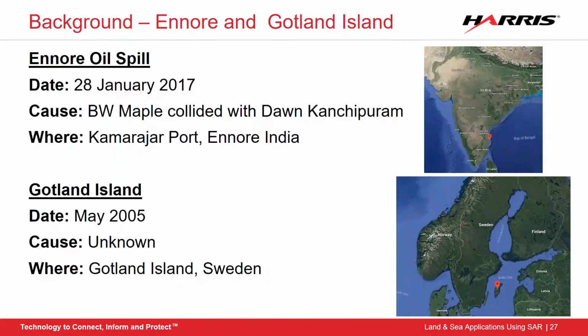We are going to be using two examples for viewing oil spills. The first is the Anor oil spill. This oil spill happened in early 2017 and occurred from the collision of two oil tankers outside of the Kamarajar port near Chennai in India. An oil slick was seen surrounding these two vessels, and the shore was later confirmed to have tar balls and oil residue. This oil slick also affected the local wildlife. We will be using Sentinel-1 scenes for this dataset.